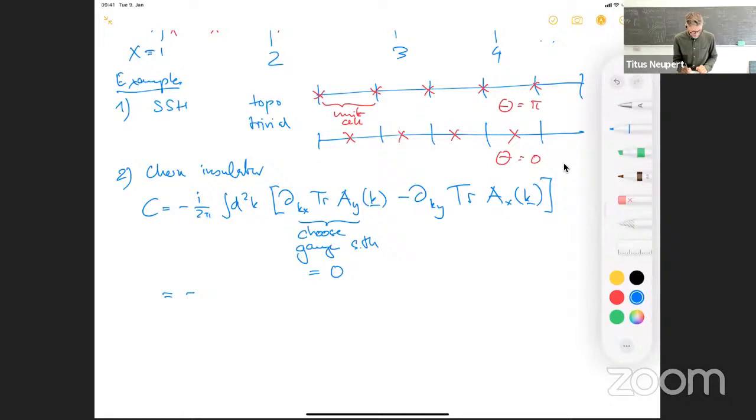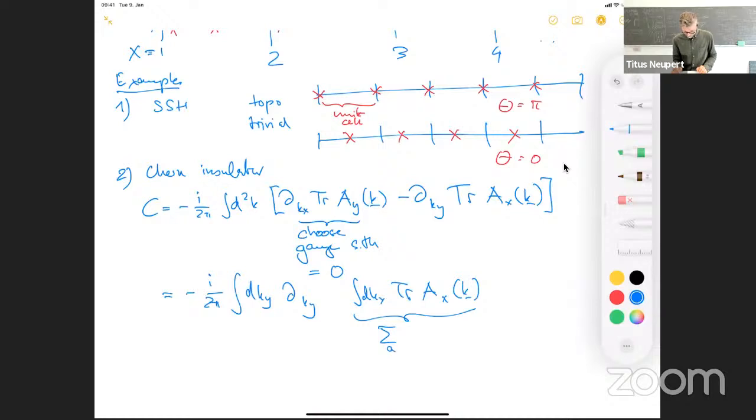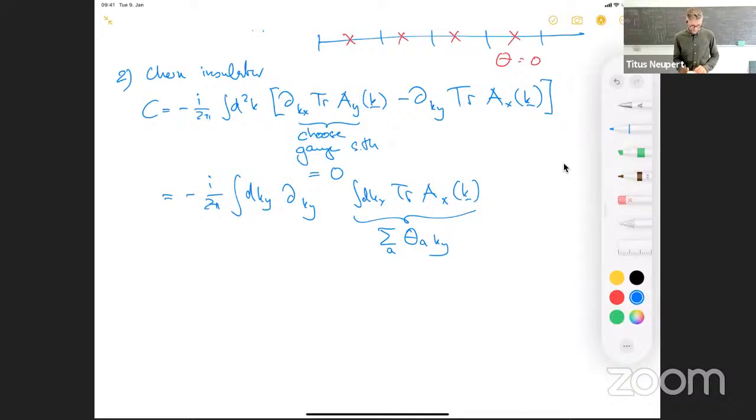and then we can write this as basically i over 2 pi, we can split off the integral between k_y and k_x. And then we just have the integral over k_y and then dk_x trace over A_x of k. And this, however, is nothing but the sum over all these eigenvalues theta_i at k_y of the Wilson loops. So what we get is the Chern number is the winding number of these Wilson loop eigenvalues.